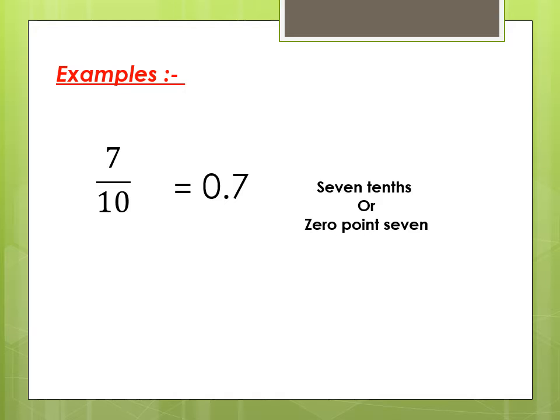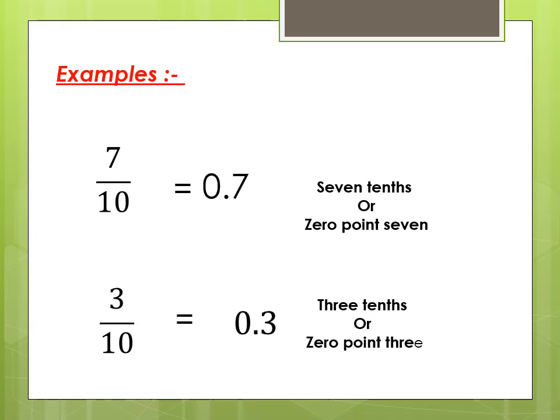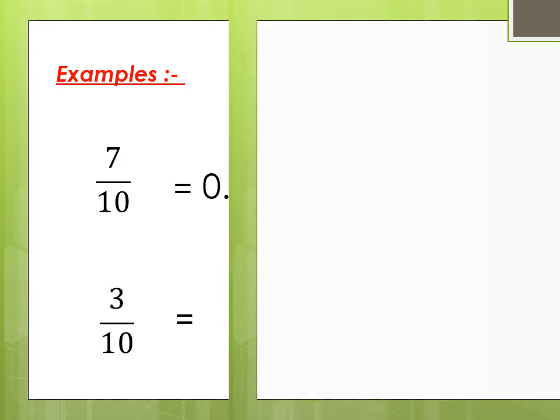Let's take another example. 3 over 10. The denominator is 10, so I can write it as a decimal number. So it will be 0.3. 0.3 will be read as 3 tenths.